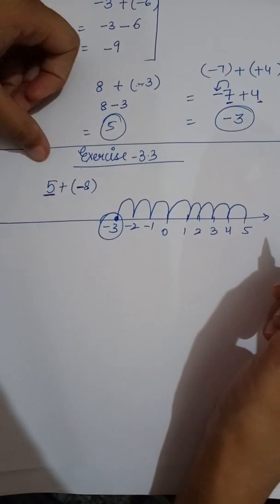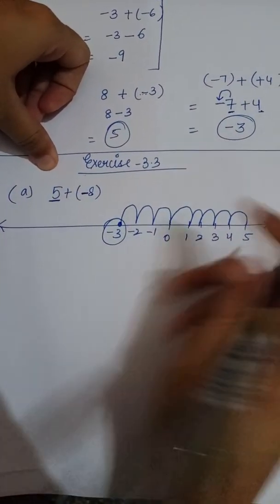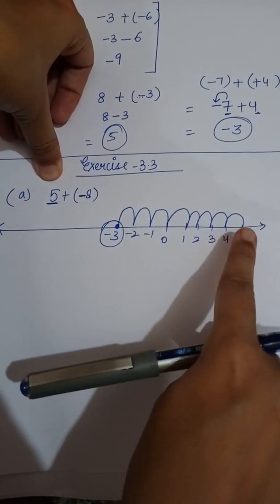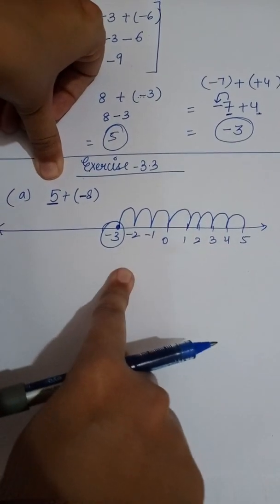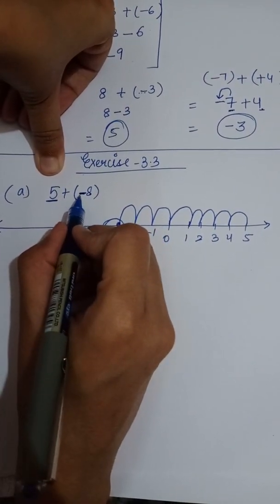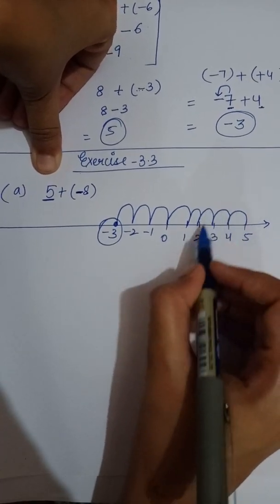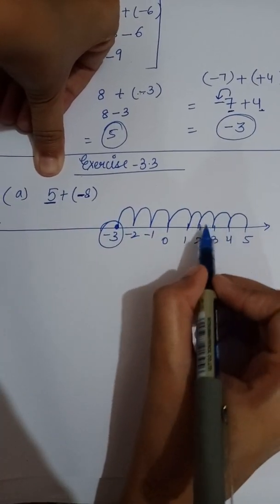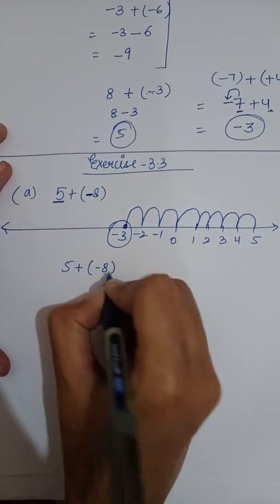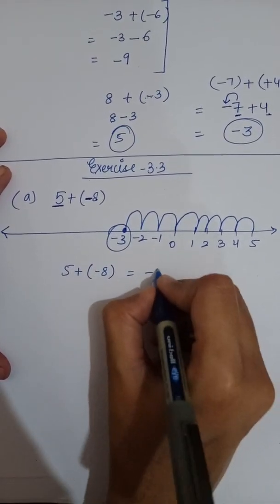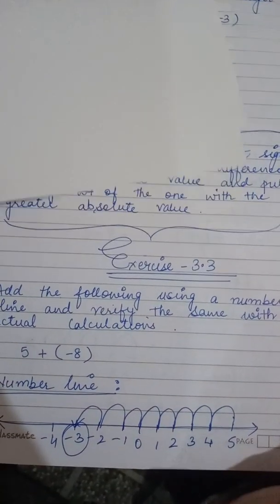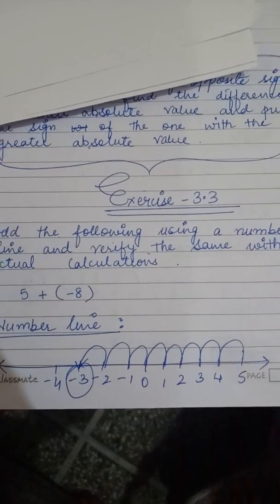See, again, I am explaining to you. 5 is there. From 5 we have to start, and whether we have to go to the right or to the left, we are going to decide on the basis of the sign, which is minus. And how many moves to the left now? 8. So we have gone back 8. Therefore I can say that 5 plus minus 8 will give me minus 3. Okay, so that's how you are going to represent it on the number line. Here we have done it like this.